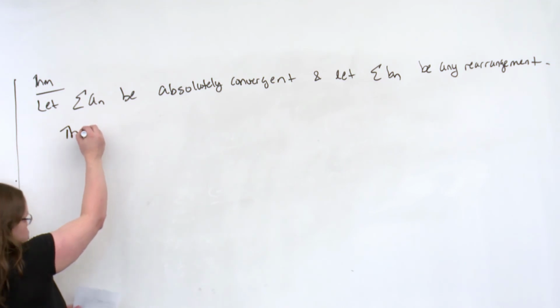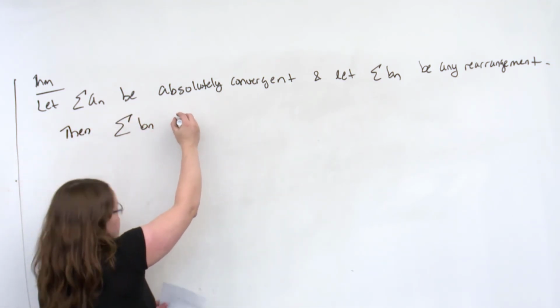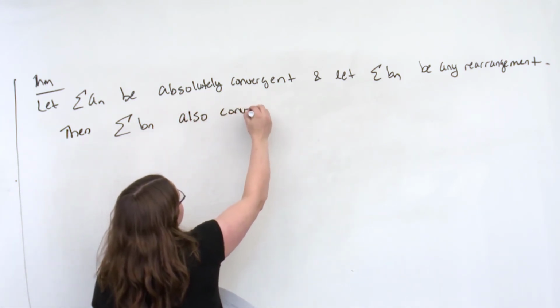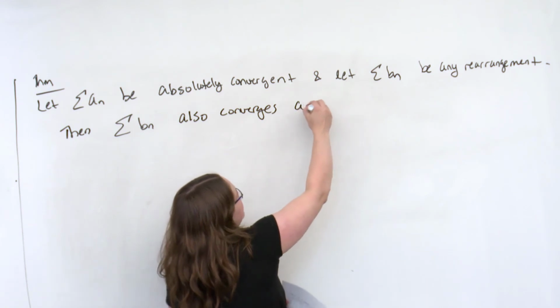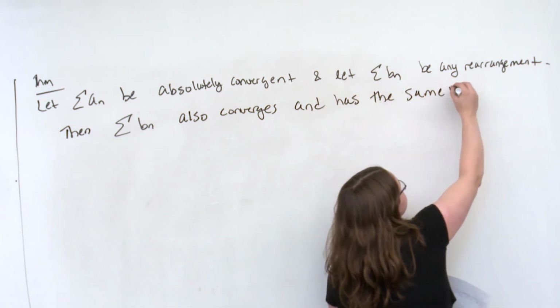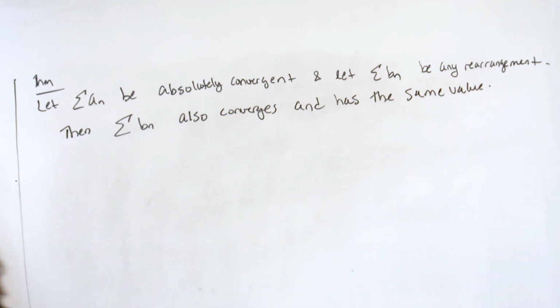So this is the conclusion. I'm not going to prove it, I'm just going to give you the result. The rearrangement also converges, and has the same value. So if you have a series, you know it converges absolutely, and there's some manipulations you want to do with it, carry on. You're fine. You're safe. No problem.